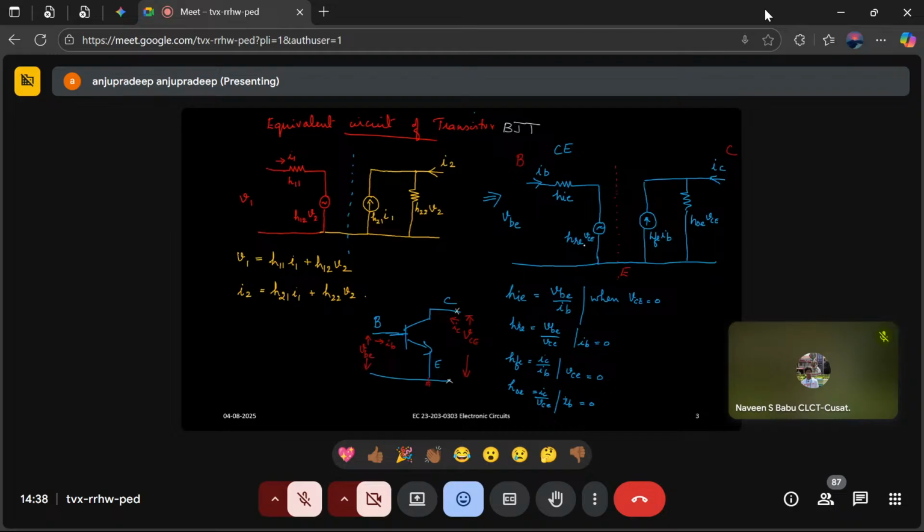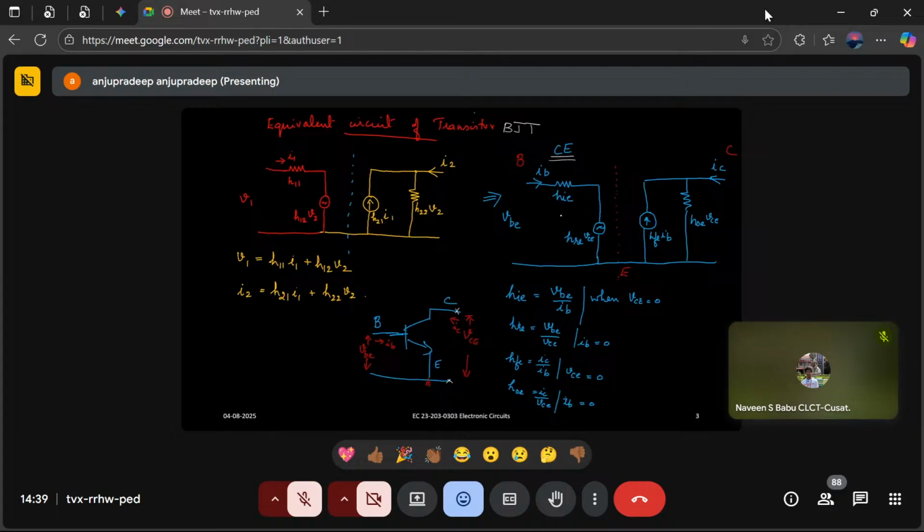Now coming to the output side, H21 into I1. I1 earlier itself we found that it is equal to IB, and H21 is the forward current ratio, which is HF, and you add subscript E to indicate it is a common emitter configuration. So HFE into IB. Now H22, that is admittance at the output side, HO subscript E, HOE. Again V2, we already know it is VCE. So you add that as VCE. So this is the hybrid or equivalent circuit of common emitter configuration.